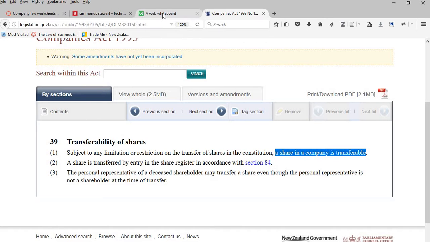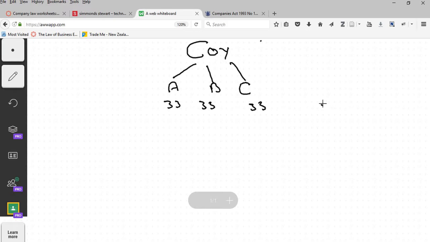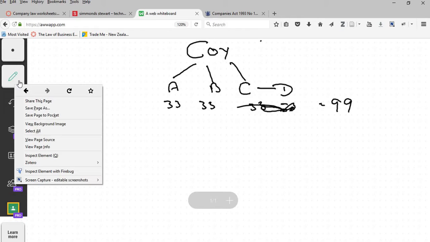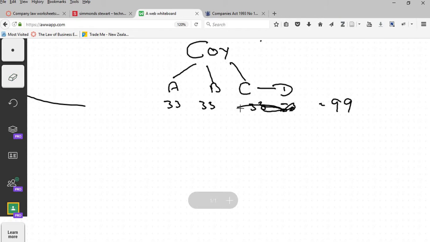Now, why that's so important, if we take a company, and let's say we have A, B, and C, and they have 33, 33, and 33 shares, so we have a total of 99. C can sell their shares to D, so those 33 go there. That's making quite a mess. I'll just rub that out. Now, if that happens, sometimes these things just don't work for you.